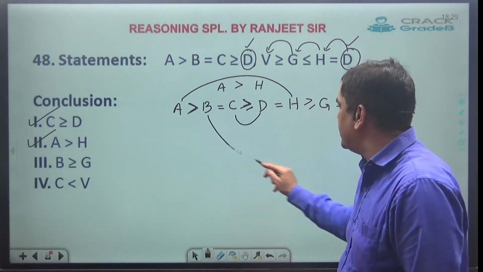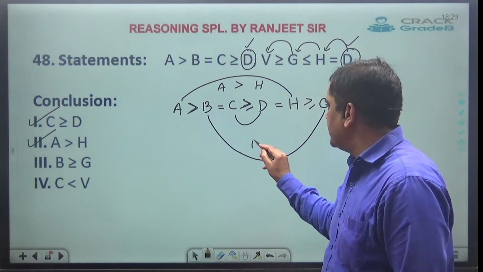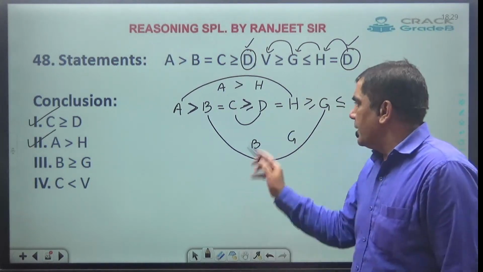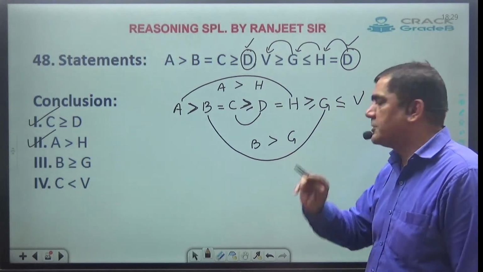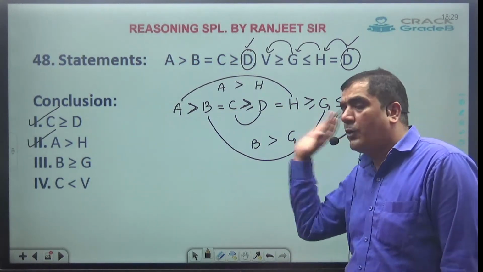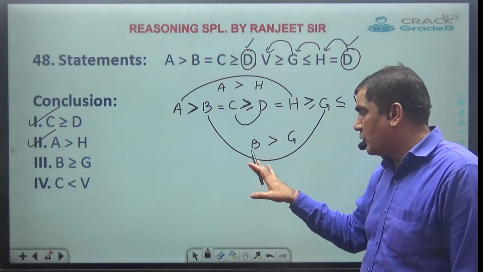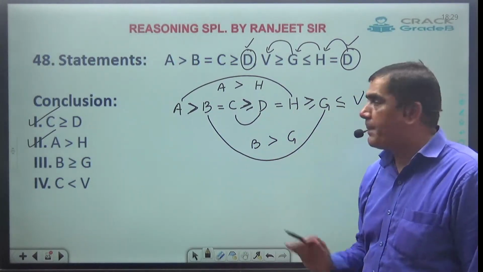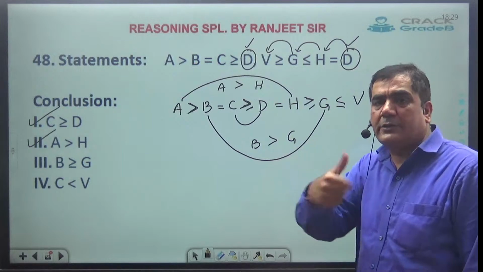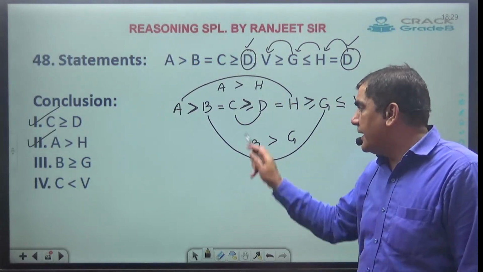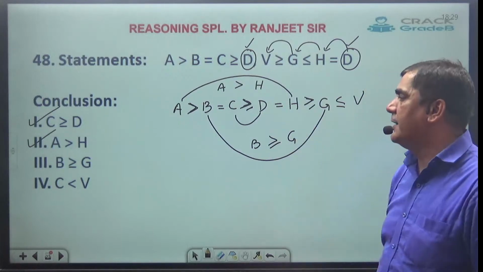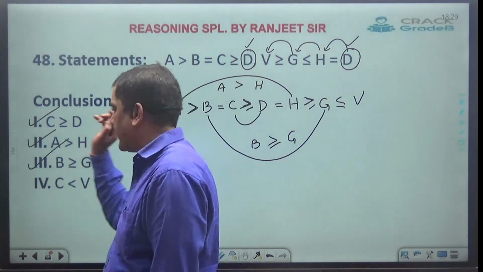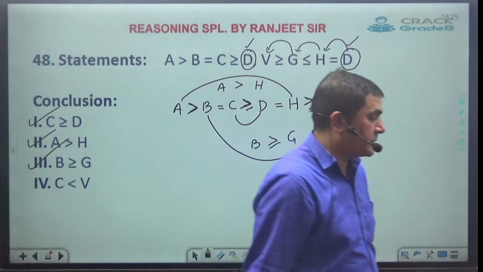Next one, B and G. See, faces is towards B, so face must be towards B. All the faces are towards B, so in the conclusion, the face should be towards B. Now since face has come, let's go for equal to. Equal to is there in all of them, equal to must be there. So this also is correct.